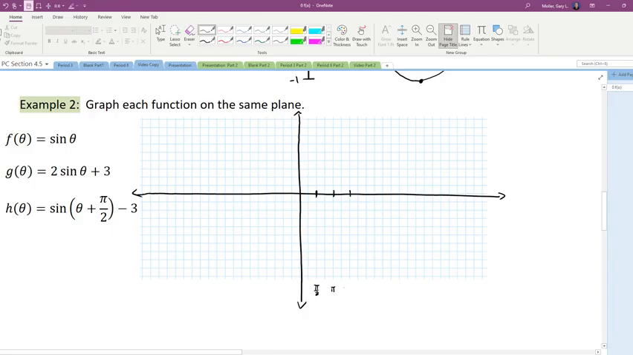This would be 3 pi over 2. And this would be 2 pi. So one whole cycle is going to be right there. Let's go ahead and do a cycle this way too. So 1, 2, 3, 4. So the way I've set this up is I've got 4 spots, right? So start at 0 and then 1, 2, 3, 4, corresponding with the 4 axis points.